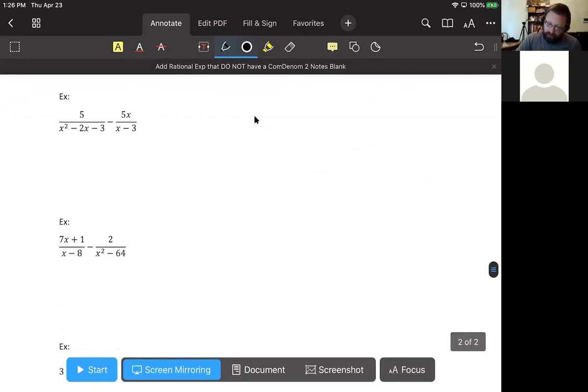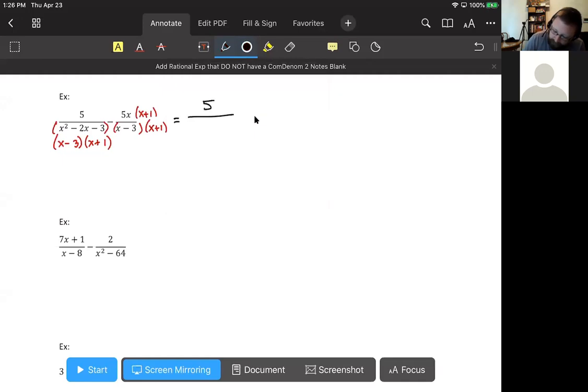Okay, once again, the denominator on this first fraction is a trinomial that is factorable. That factors into x minus 3 times x plus 1. So that should immediately tell us that x minus 3 times x plus 1 is going to be our common denominator, which means our second fraction, we need to multiply the bottom and the top by x plus 1 in order to get a common denominator.